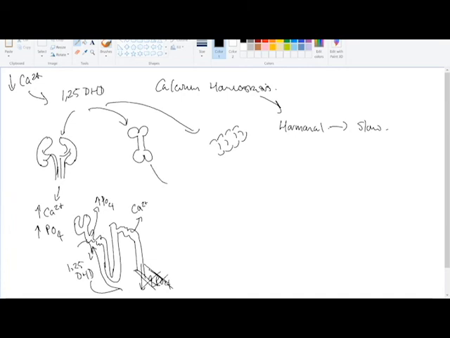Okay, what does it do to the bones? Well, it's got to take a bit of a detour here. So 1,2,5-DHD will go via the parathyroid hormone, and then increasing parathyroid hormone, so there's a little bit of a feedback loop, will cause an increase in calcium, but a decrease in phosphate via the mechanisms we just talked about. In the gastrointestinal tract, we get an increase in calcium and an increase in phosphate absorption.